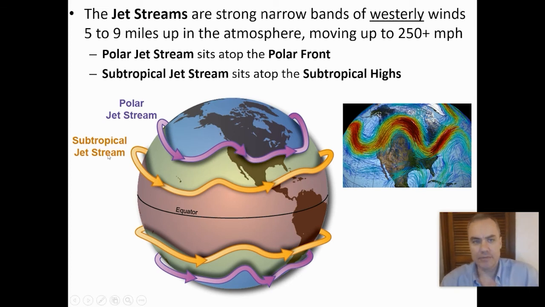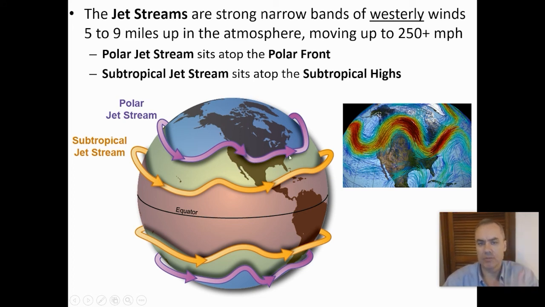Last but not least, we have the jet streams. Jet streams are sort of like superhighways of air, very strong, very narrow bands of air that shoot along at super high speeds, 250 miles an hour or more, at about 5 to 9 miles up in the atmosphere. So you can see there's a polar jet stream and there's a subtropical jet stream in both hemispheres, and all of them move in the same direction. All of them move from west to east. And the jet streams are like railways for storms, so to speak.